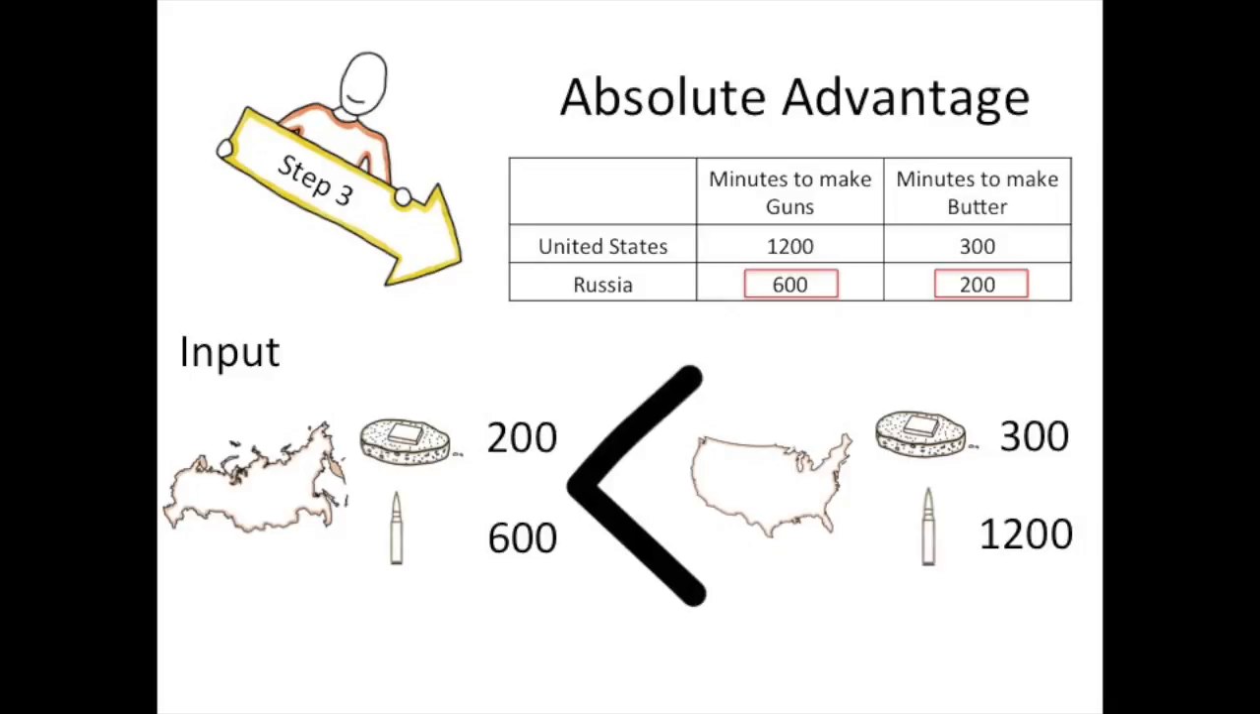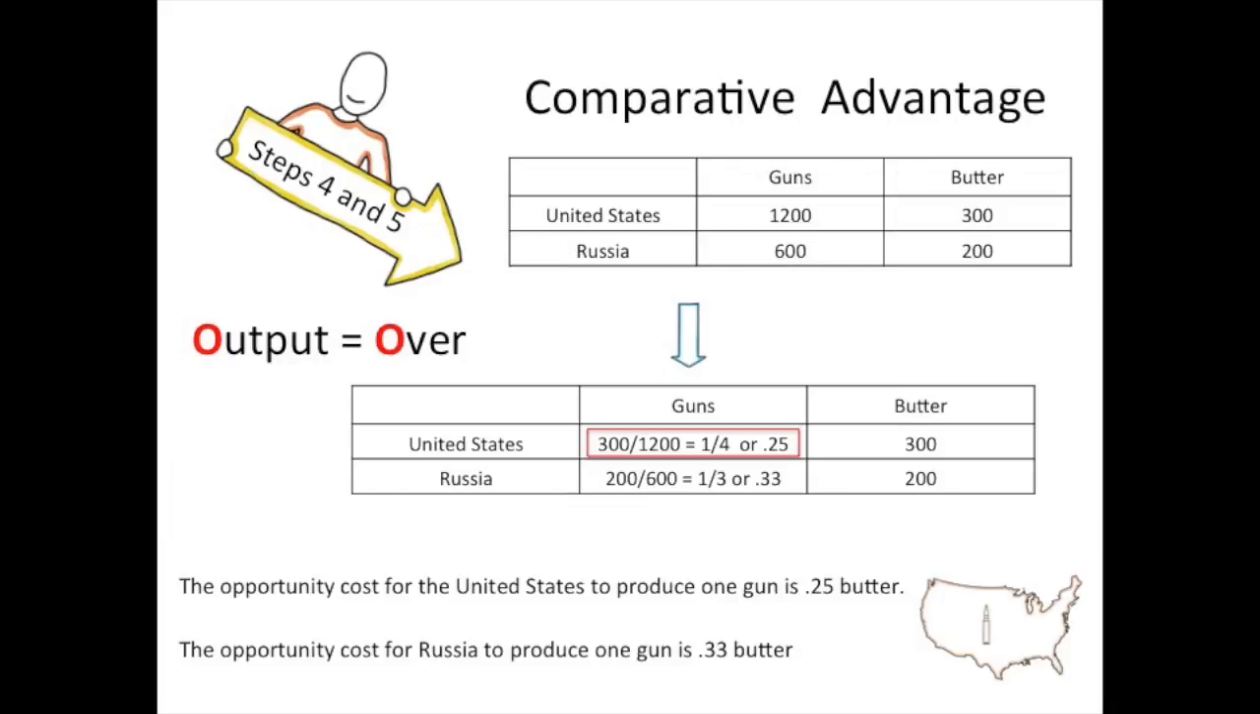The same goes for the production of butter. Russia can produce butter in 200 minutes compared to America's 300 minutes. In an output problem, the highest number has the absolute advantage, but in an input problem, the lower number has the absolute advantage. Step 4 and 5.